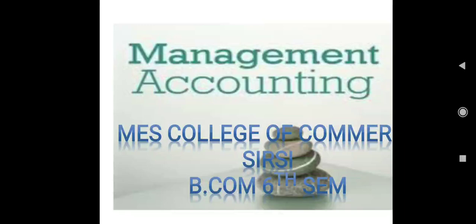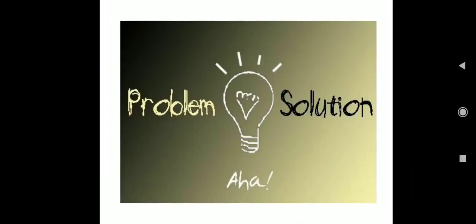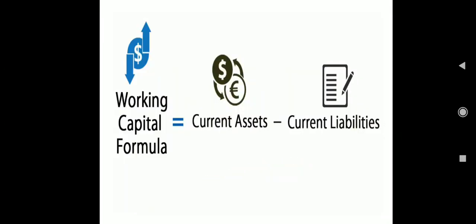From today's class, I'm going to start problem solutions of your fund flow statement. So for that you should have the format. We'll have a problem today, and definitely I'll give the solution also. I'm not going to leave you in between. Our problem today is based on only one formula: working capital is equal to current asset minus current liabilities.